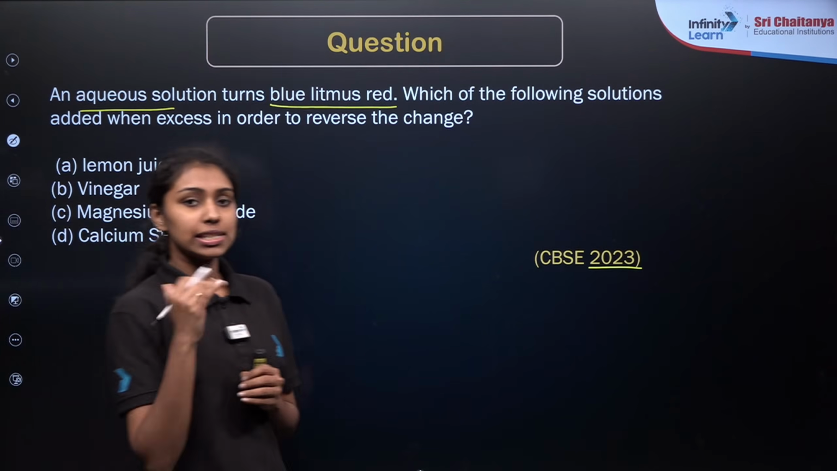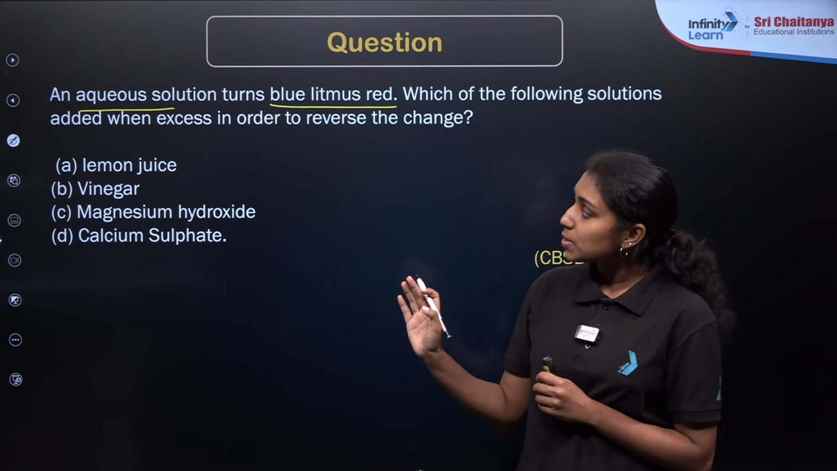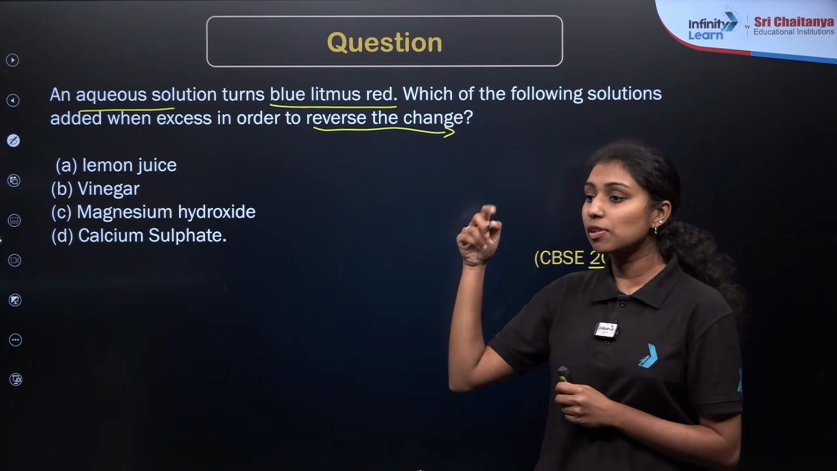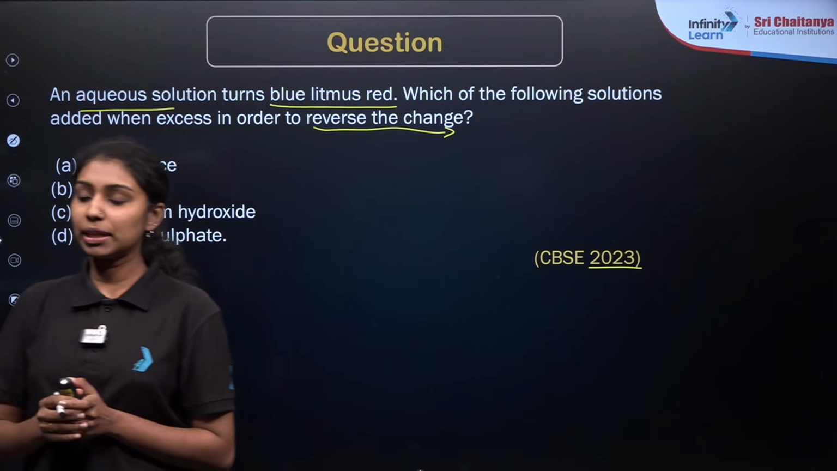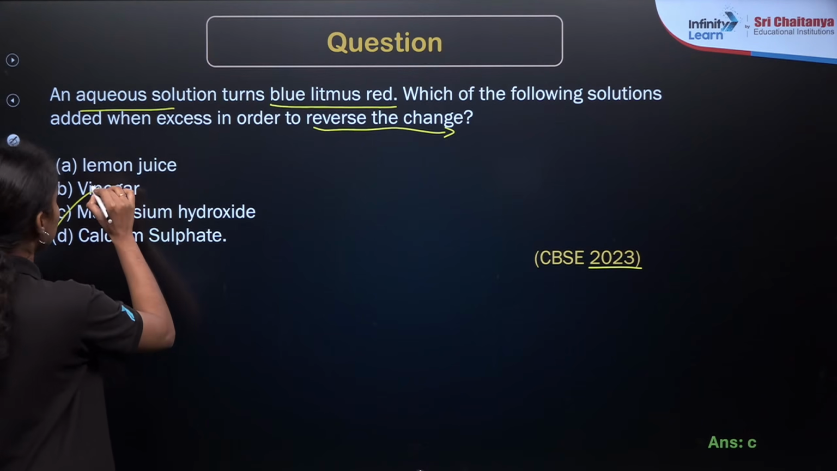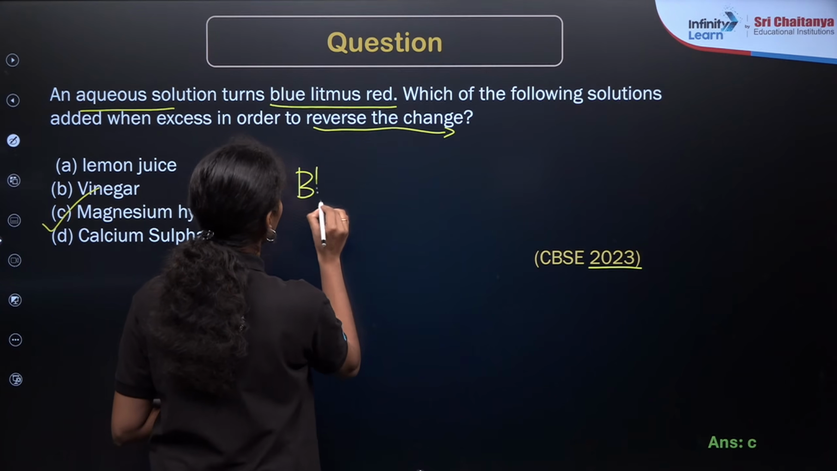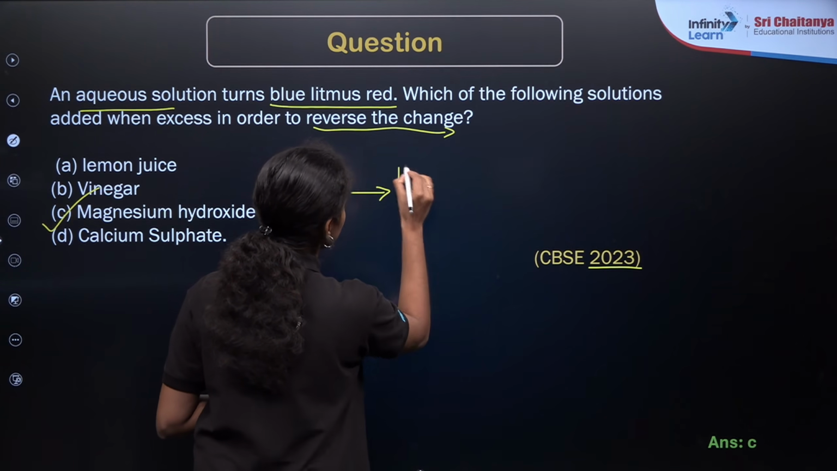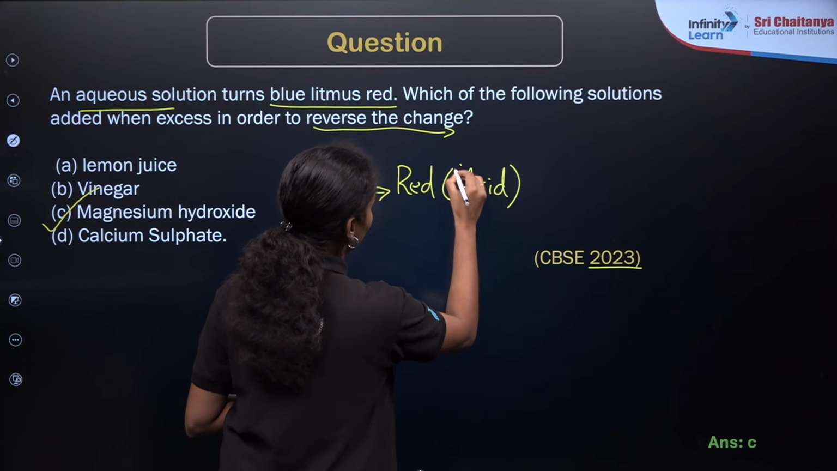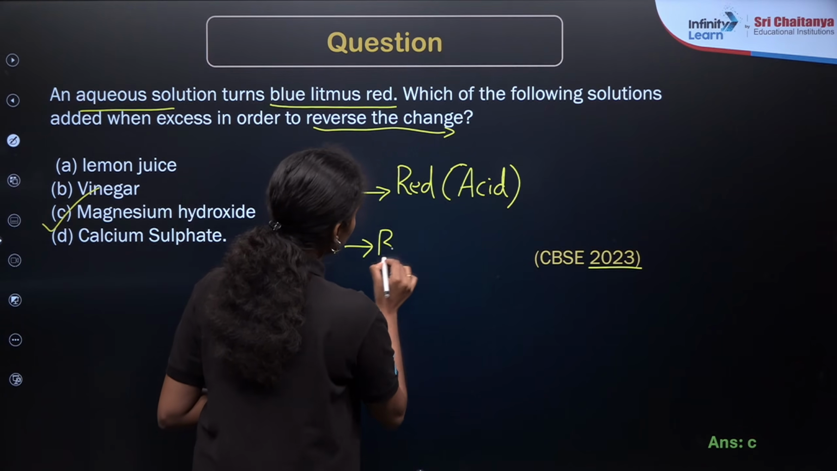As we already know, litmus paper is also used as an indicator, right? So here, if you are adding any of these given solutions in excess in order to reverse the change, it means that red litmus will change to blue. So what will be the answer? Yes, option C is the correct answer, right? So here we need to check. If I am taking blue litmus paper, blue to red means it is an acidic solution, right? Now, if it changes red litmus to blue color, it will obviously be a basic solution, right?